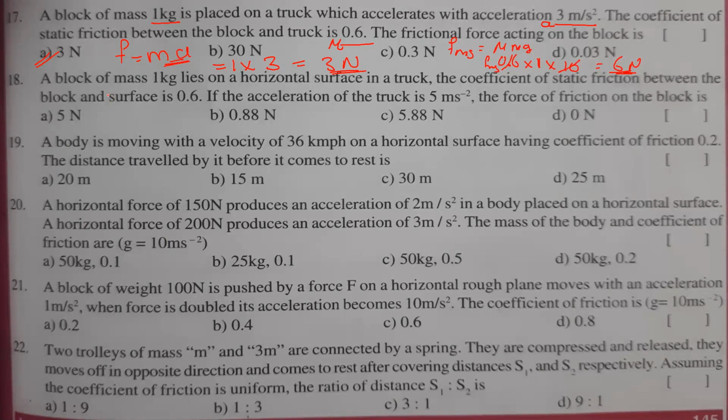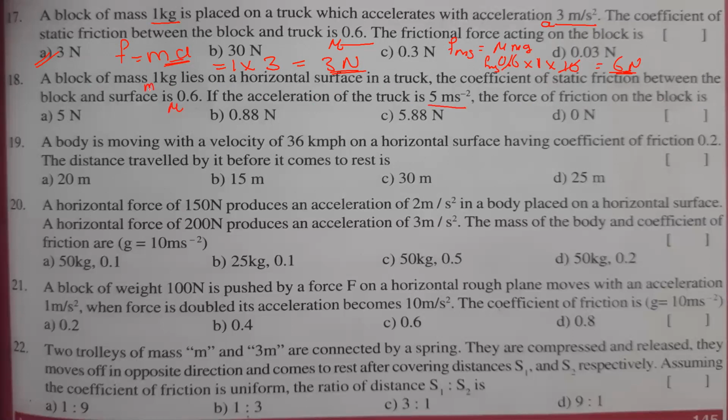Okay. Next question. A block of mass 1 kg lies on a horizontal surface on the truck. The coefficient of static friction between the block and the truck, again they have given mu and the mass value, and the acceleration of the truck is given. Acceleration is 5 meters per second squared. The force of friction acting on the block is what you are going to calculate here.